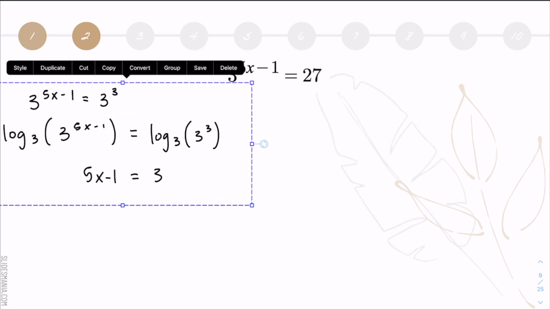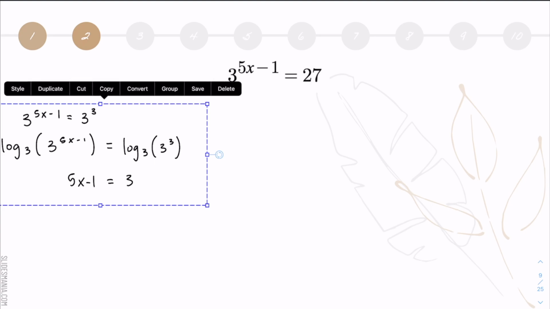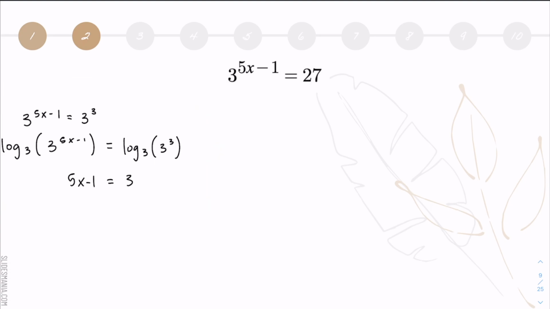But if you don't recognize that 27 is just 3 cubed, well then let's approach it by using the inverse property to start. So because we have this exponential by itself, x is trapped in the exponent, we're going to take log base 3 of both sides.